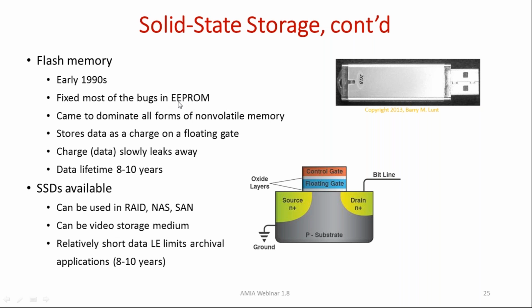It fixed most of the problems with EEPROM, and it became dominant in all forms of non-volatile memory. That's pretty much what's in all of your cameras, in your smartphones. Anything that has a lot of memory and it's non-volatile, it's stored in flash memory. As I mentioned, it stores the data as the charge on this floating gate, which will slowly leak away over a period of about 8 to 10 years.